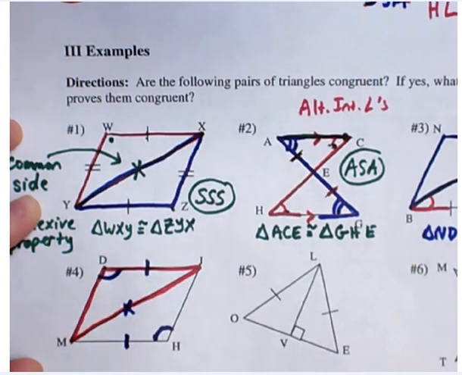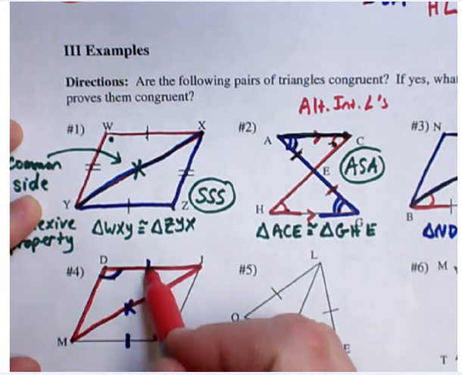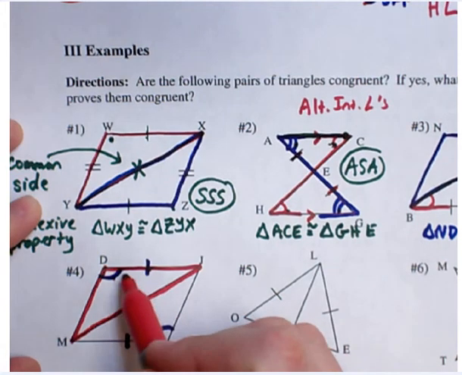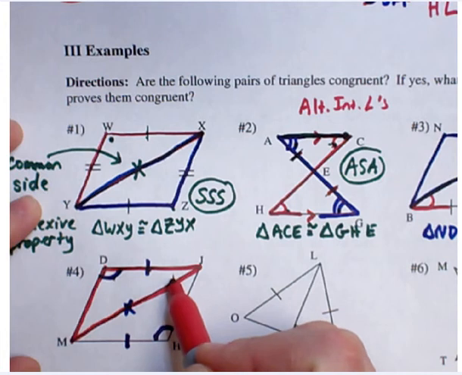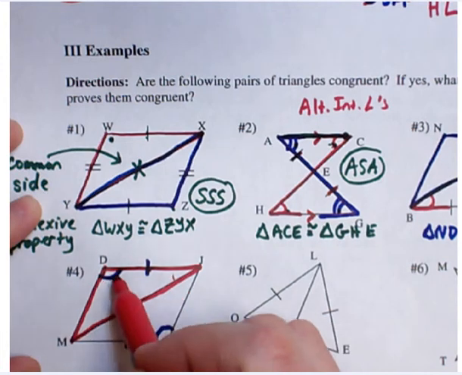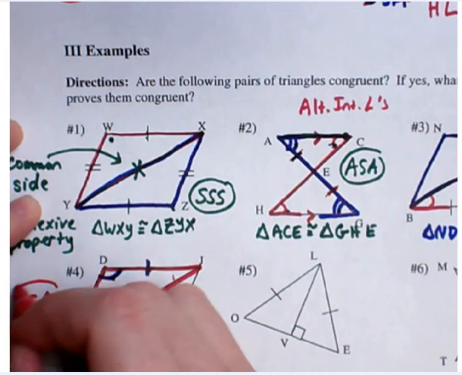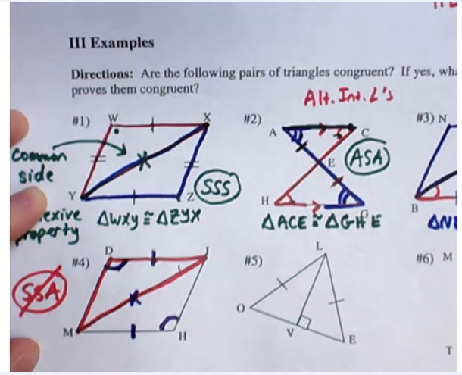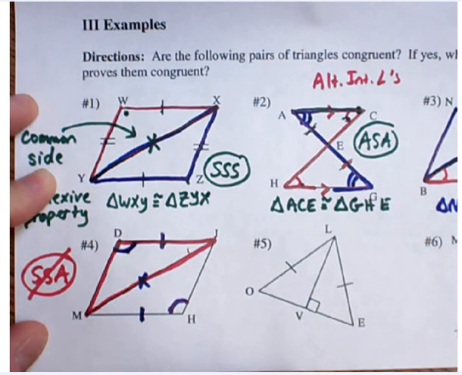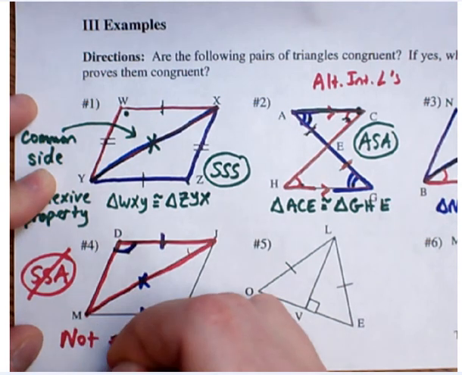So we've got 3 pieces of information, but we got a problem here. Look at the red triangle. Here's an angle, and here's the 2 sides. The angle is not between the 2 sides. That's not SAS. That's angle, side, side. Angle, side, side is bad. No good. You can't do that. So we have to say that these are not congruent.